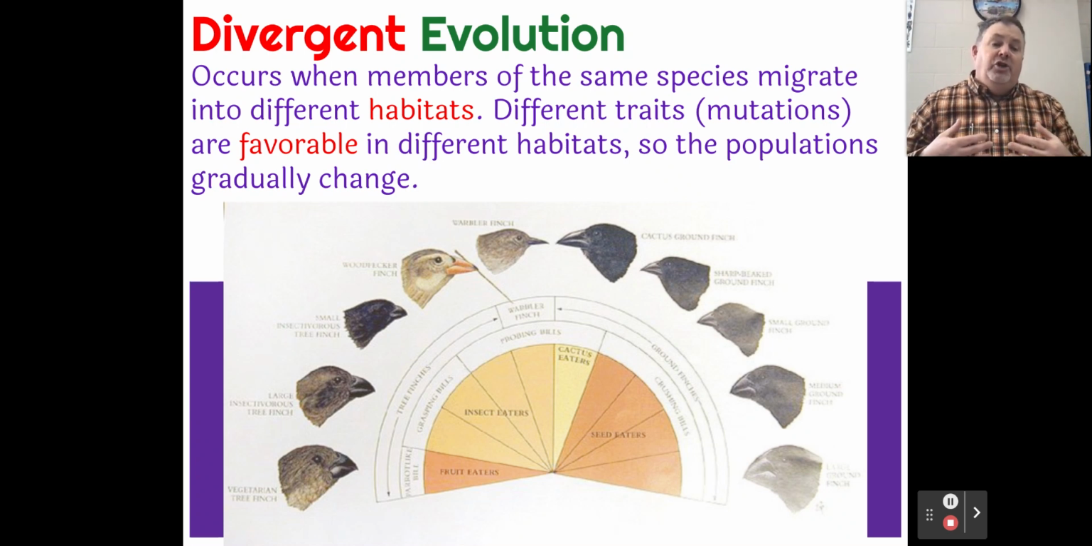And so the population of this finch, or these finches, became so different that they're no longer referred to just as a particular finch. There are some subgroups of this species, and the differences can be very dramatic, like you can see on the diagram here.